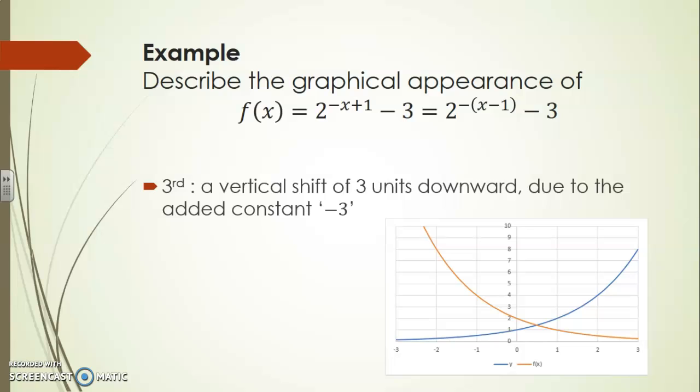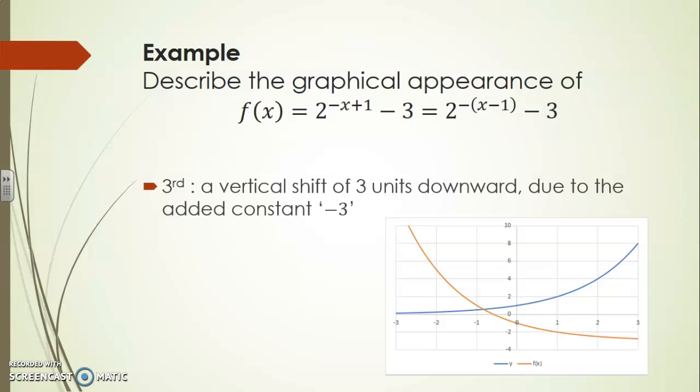Finally, a vertical shift of 3 units downwards can be applied due to the added constant minus 3, which is a k value. And there we go, our curve is shifted 3 units down. This time, rather than having y equals 0 as a horizontal asymptote, the curve in orange would have y equals minus 3 as a horizontal asymptote.